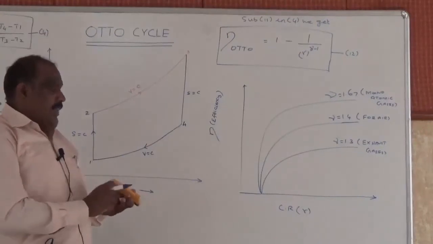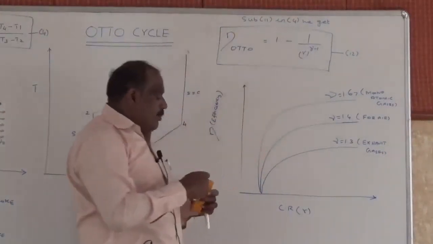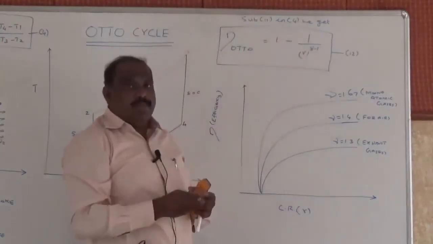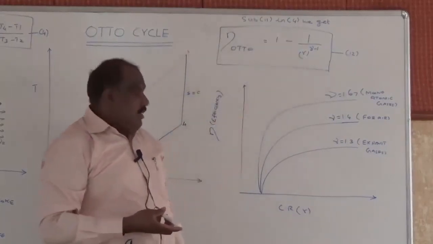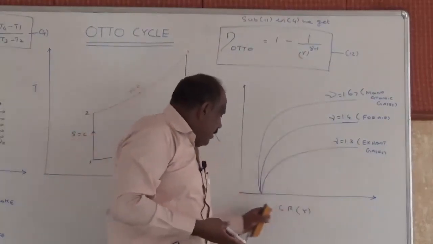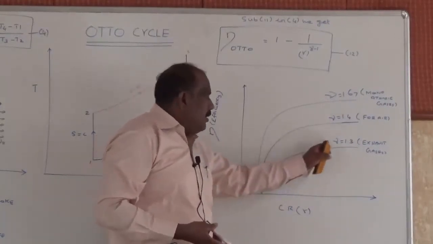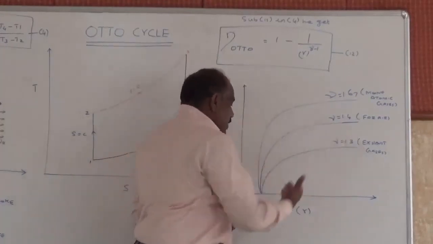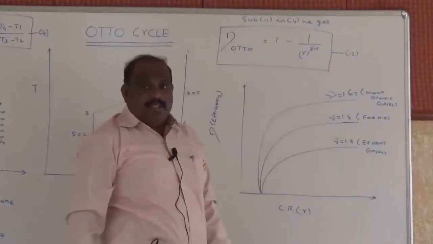So from this relationship, we can see that if I am going to increase this denominator, the compression ratio, this value will come down, so my efficiency will increase. Which means that if I am going to increase the compression ratio, my efficiency will increase. So that is what we can see in this graph. When I increase the compression ratio, the efficiency is getting increased, for either gamma 1.3 or 1.4 or 1.6. The same trend is obtained.